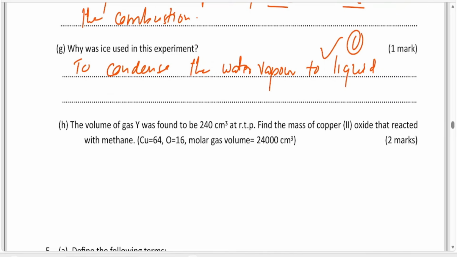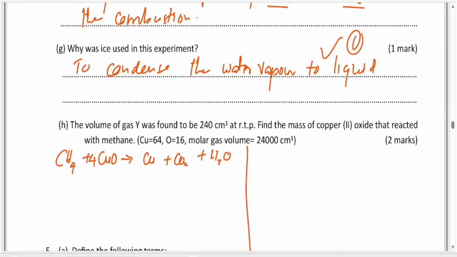The volume of gas Y was found to be 240 cubic centimeters at room temperature and pressure. Find the mass of copper 2 oxide that reacted with methane. So here, you need to understand that carbon dioxide is the gas that was produced. So if I can write down the equation once again, I had methane reacting with copper 2 oxide, leading to the formation of copper, carbon 4, and water. We have balanced the equation.